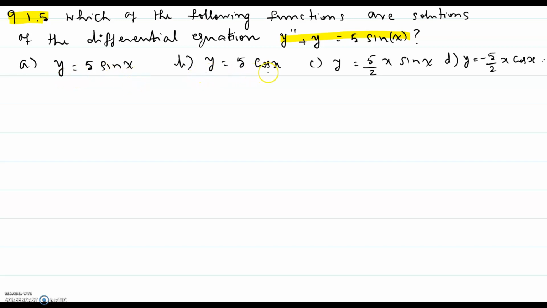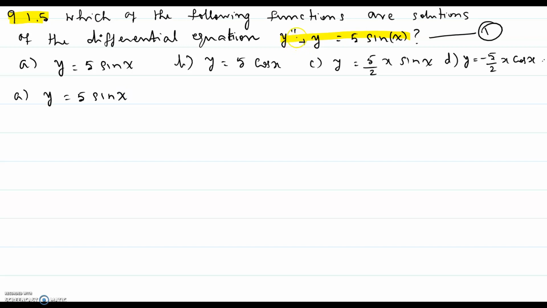A. y equal to 5 sin x. B. y equal to 5 cosine x. C. y equal to 5 halves x sin x. D. y equal to negative 5 halves x cosine x. So let's try now one by one whether any one of these satisfies the given differential equation. We will call the given differential equation equation 1. So we'll first try A, which is y equal to 5 sin x.